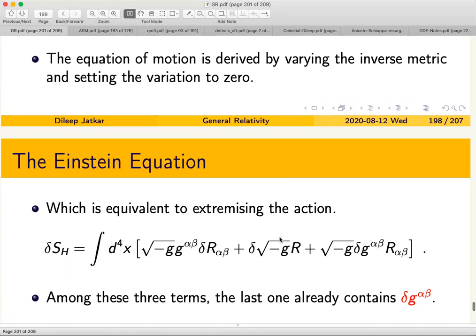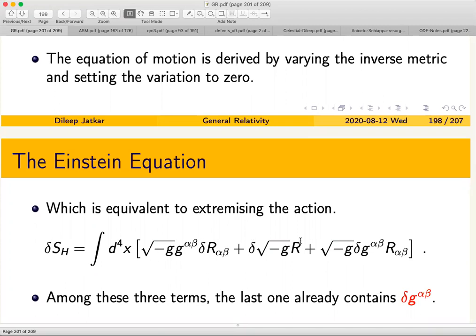Okay, so among these three terms, we already see that the last term is proportional to the variation of the inverse metric by itself. So we don't have to do anything with this term, because what we want to ask is what is delta S Hilbert by delta g alpha beta, with alpha beta contravariant indices. So we can pull the delta g alpha beta down here. This piece is fine.